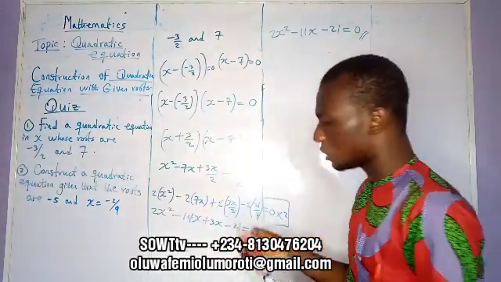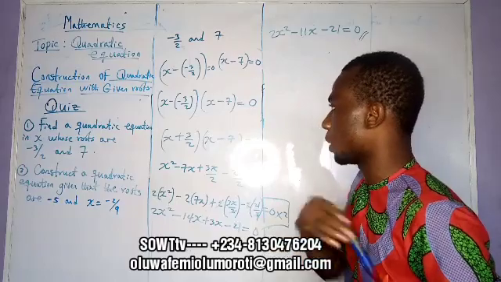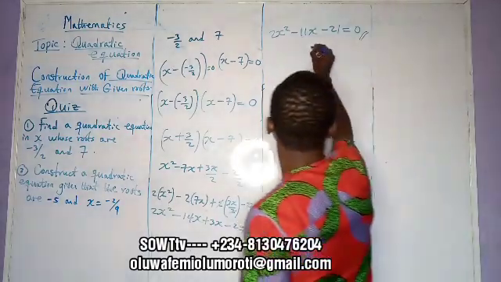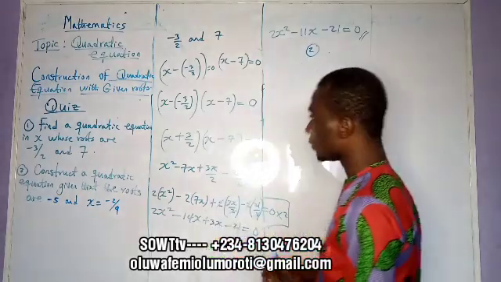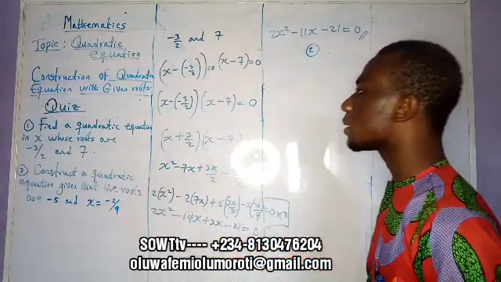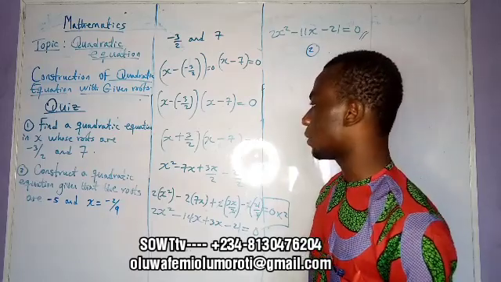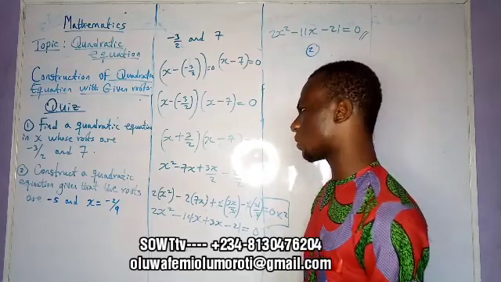So let's quickly solve the second question and we'll call it a day. Quiz number 2 says we should construct a quadratic equation given that the roots are x equal to minus 5 and x equal to minus 2 over 9.